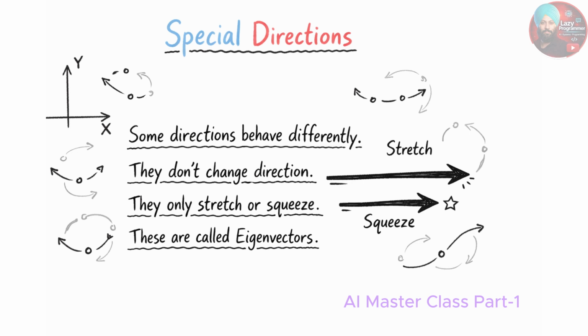But there are some special directions that behave differently. These points don't change their direction at all. They might get stretched or squeezed, but they will not turn. These special directions are called eigenvectors. Let us understand this with a very simple example.